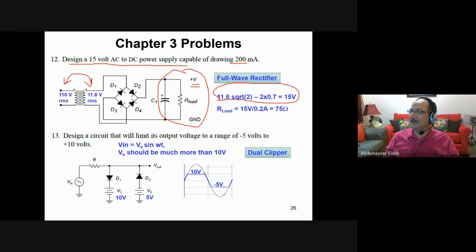Okay, so now they say that it needs to draw 200 milli. So if you have the voltage here is 15 volt, you need the current to be 200 milli. Then if you want to calculate R load, use Ohm's law. R load equal the voltage divided by the current. The current is 200 milli, which is 0.2. 15 divided by 0.2 will be 75 ohm. So the resistance is 75 ohm. What else?